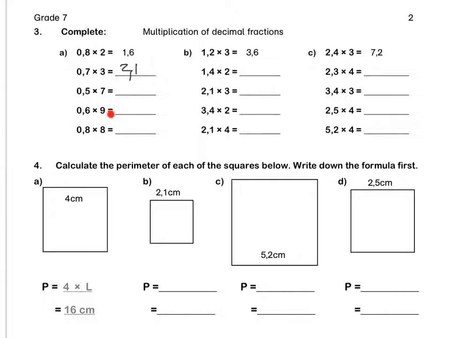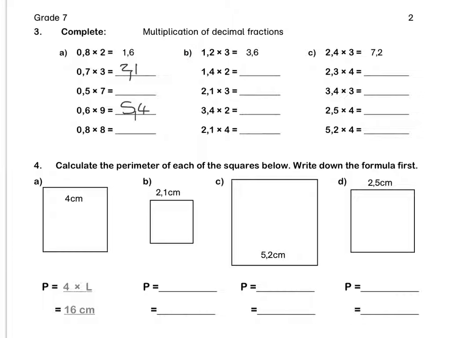Let's do this one together. 0,6 times 9. We say 6 times 9 is 54. We have one decimal place in our question, so we need one decimal place in our answer. Press pause to complete A by yourself.